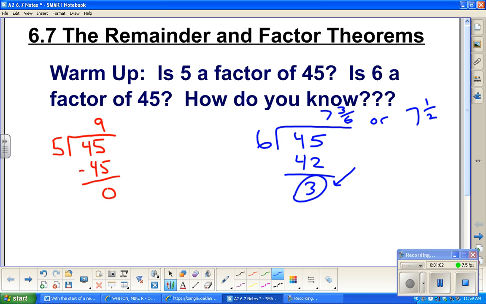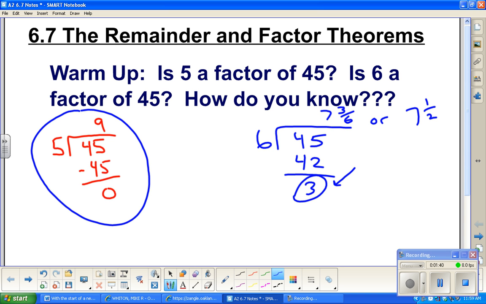Okay, so to be a factor, something has to go into it evenly. No remainder. The remainder has to be 0. And that's what we're going to talk about in this section with polynomials. We're going to say, is something a factor of another polynomial? And we're going to check it just like we did here. We're going to make sure that the remainder is 0. That's going to be our proof that it does go into it evenly. 6 did not go into it evenly. Not a factor. Okay, so any question on that? It's just a little lead-in introduction.